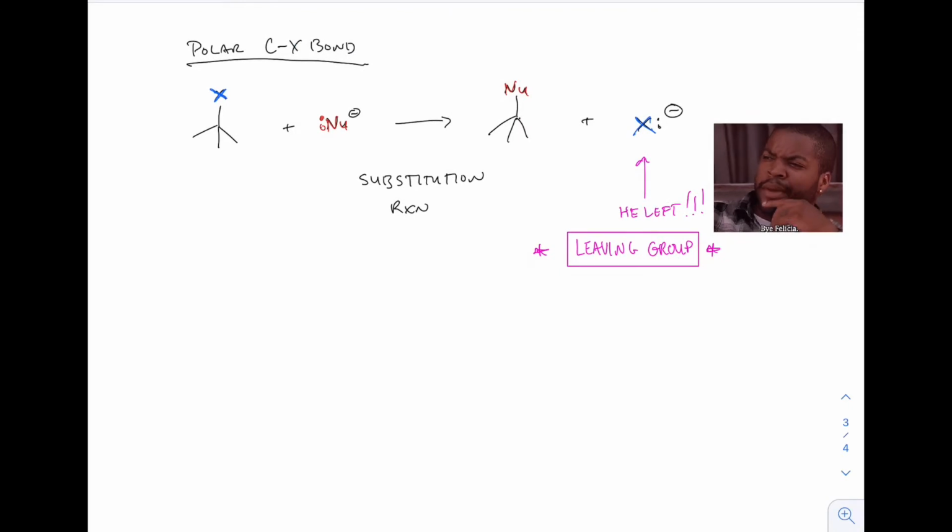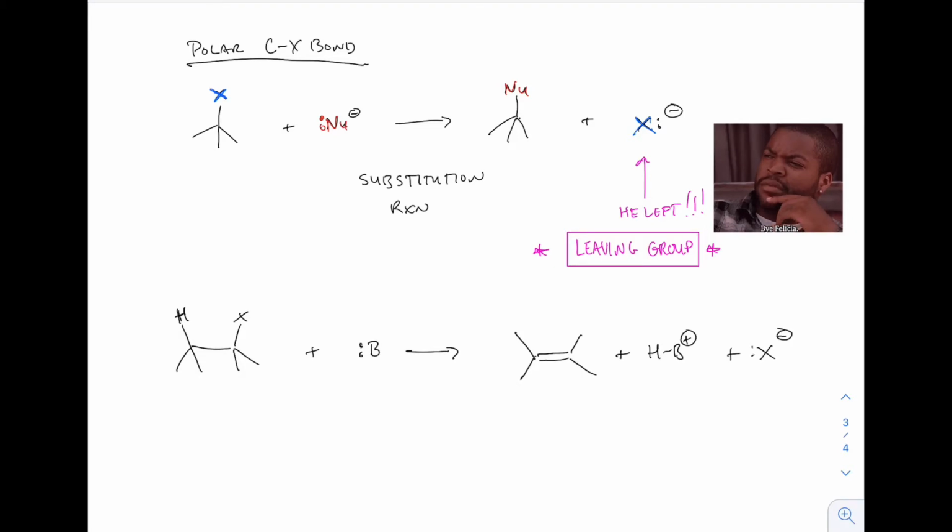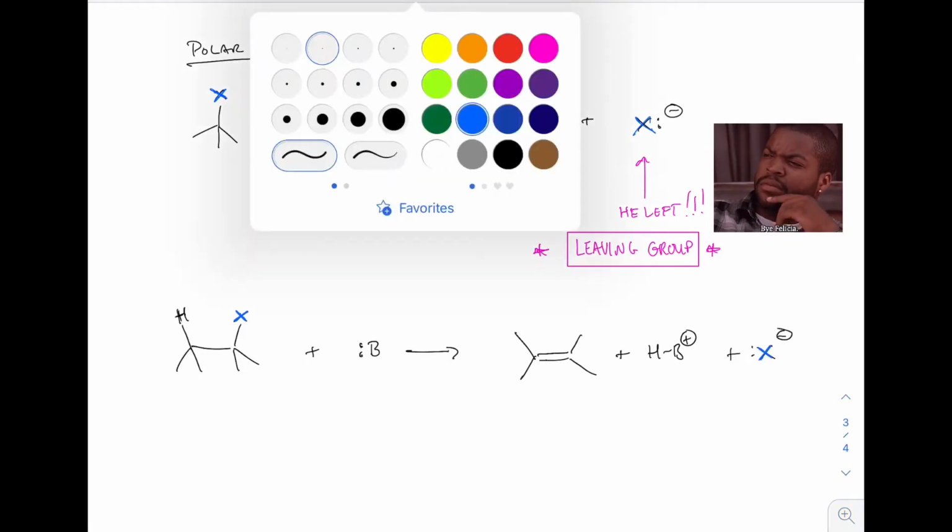Okay, so let's take a look at another type of reaction that can occur with alkyl halides. So again, that bond is polar, and if we have something oriented like this where we have something called an alpha hydrogen on that alpha carbon adjacent to that C-X bond, right? So we end up with an alkene. What kind of reaction was that? You had something, it left, and then you had an alkene. That was something called an elimination reaction, right?